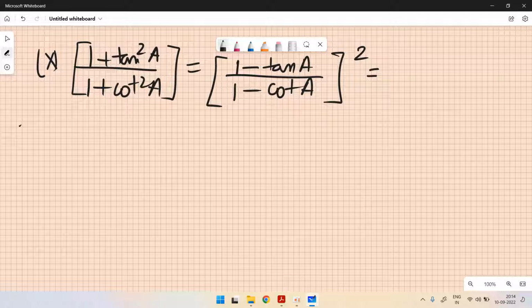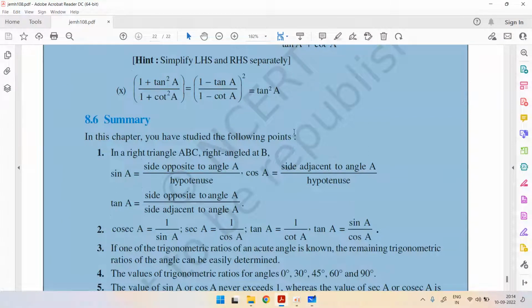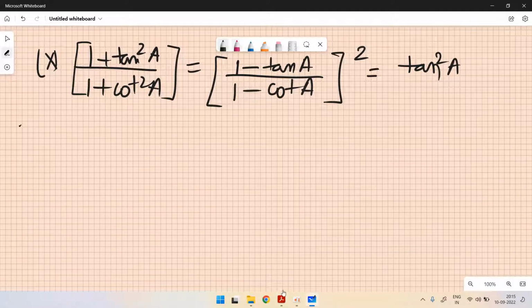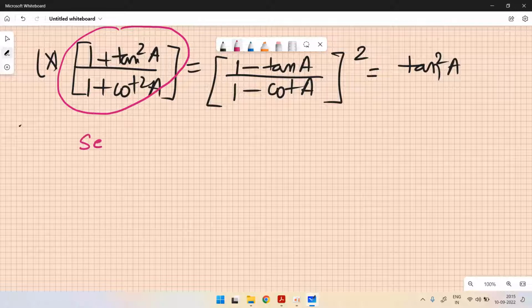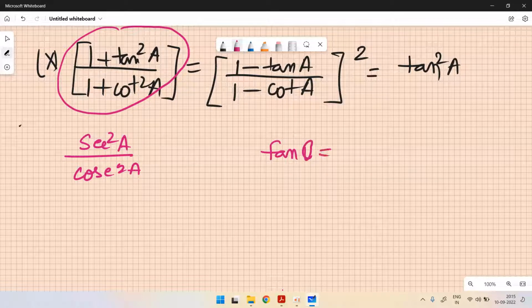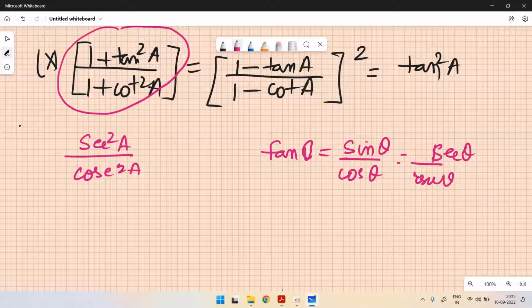equal to tan square A. Now here I am solving this function. I cannot write the LHS answer because there are 3 values. So first, 1 plus tan square A is secant square A, and 1 plus cot square A is cosecant square A. You know that tan theta is sine theta by cos theta, and sine theta is 1 by cosecant theta, and cos theta is 1 by secant theta, so secant theta becomes the numerator. So secant theta by cosecant theta is tan theta.